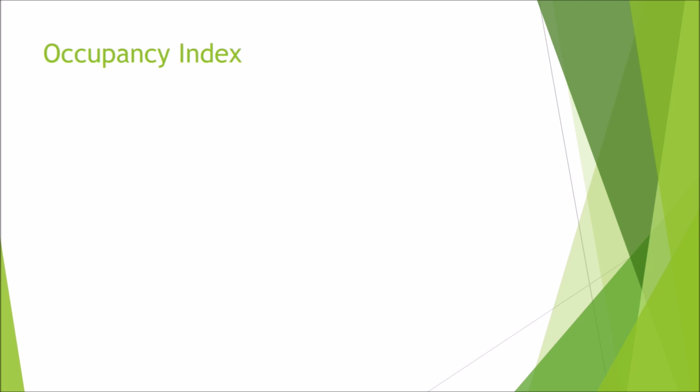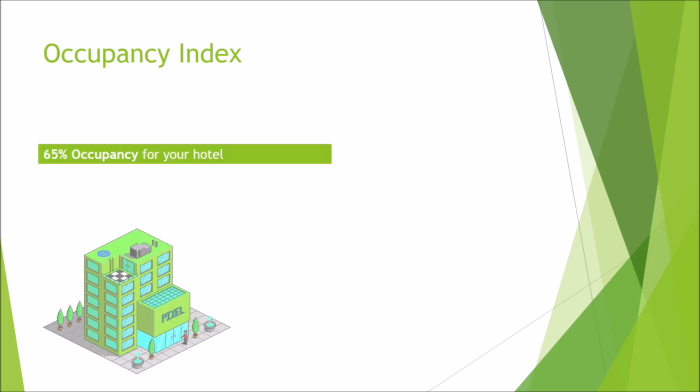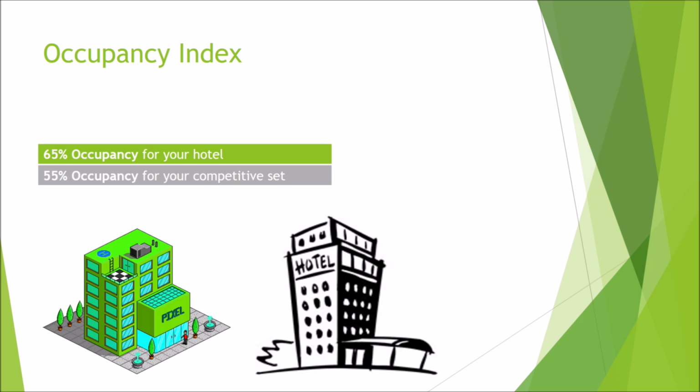Here we're going to look at your occupancy index. Here is your hotel. You have 65% occupancy. Here's your competitive hotel. They have 55%. If you divide the two, you get 118%. Meaning you're above your competitor's set.